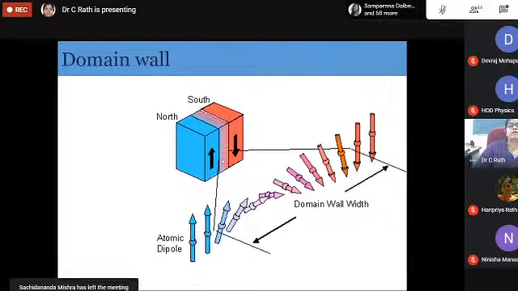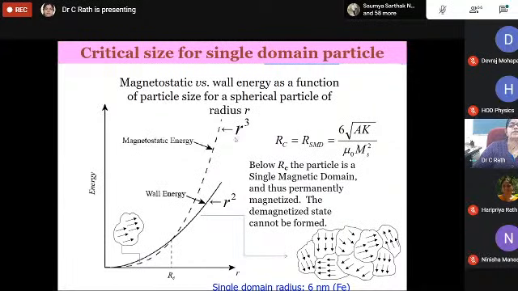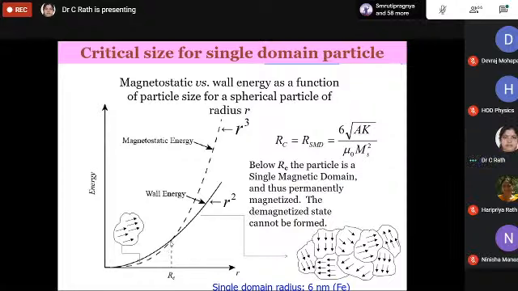So when you reduce the size, how does the domain wall contribution come into the picture? Here one can see that the magnetostatic energy is proportional to R cubed, and the domain wall energy is proportional to R squared. So below a critical size, the domain wall energy is higher than the magnetostatic energy. That means if you make two domains, the state is not stable, so you need to have only a single domain.